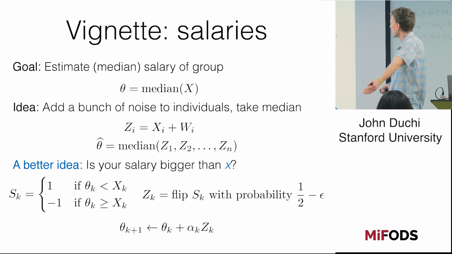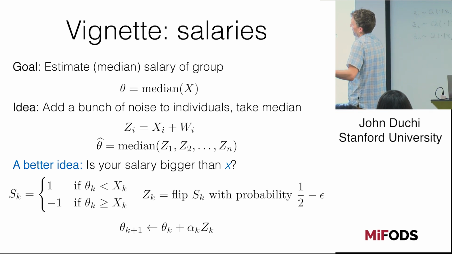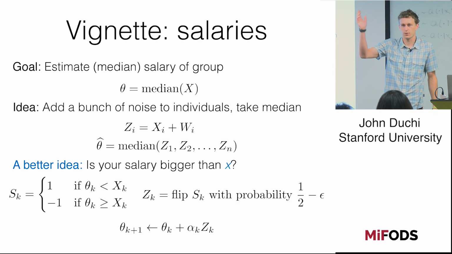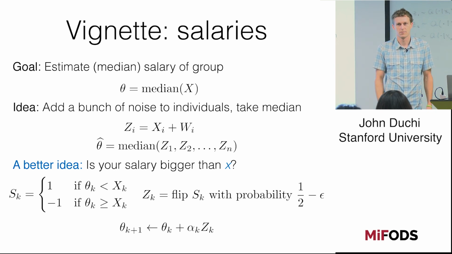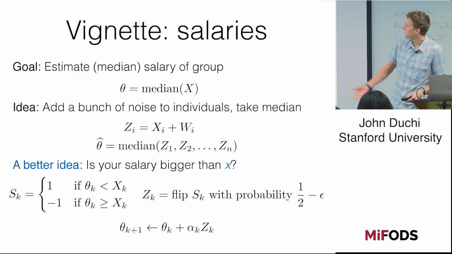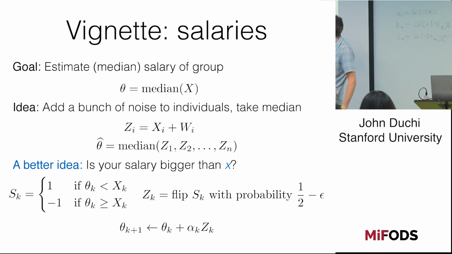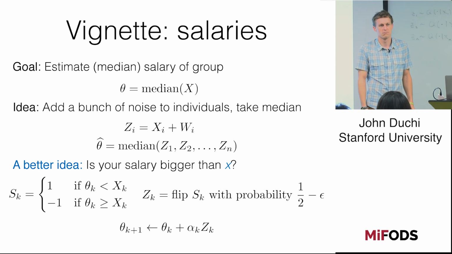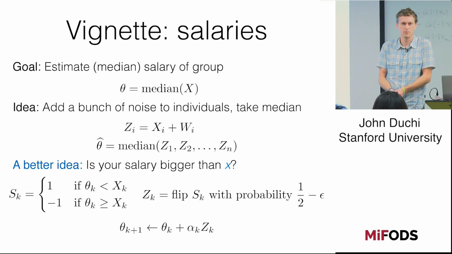Well, one thing you might do is say, OK, I'm going to take each individual's salary. I'm going to add a boatload of noise to each one of them, and then I'm going to just take the median of that. And as long as this noise has median 0 and is symmetric, then this will eventually give me the right answer. Seems kind of reasonable.